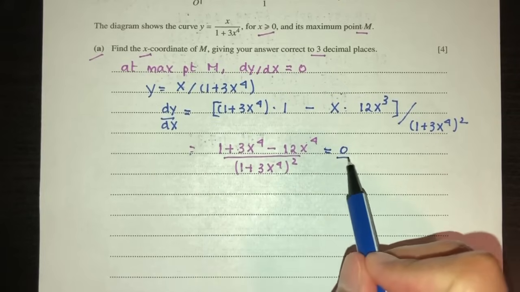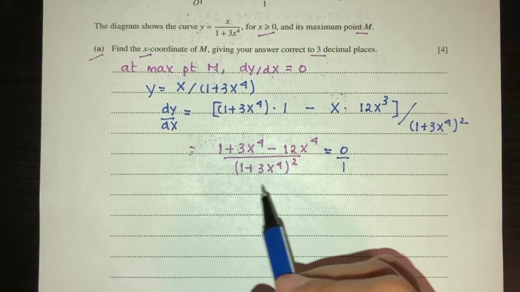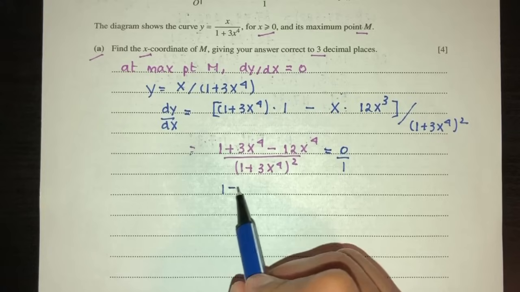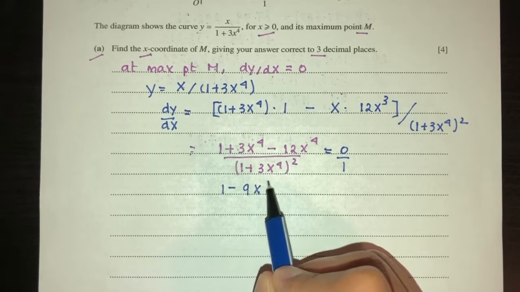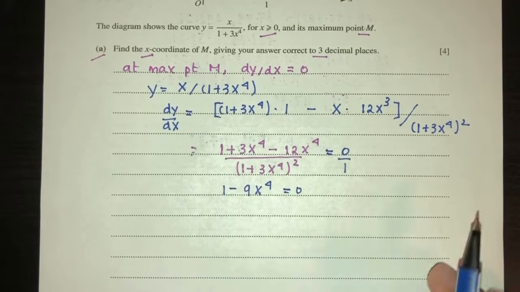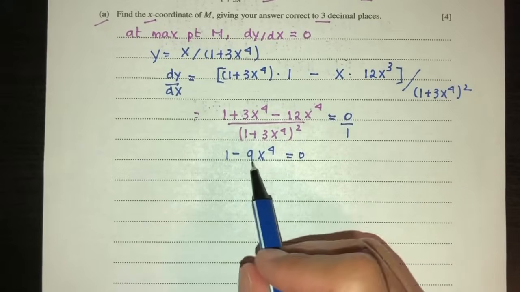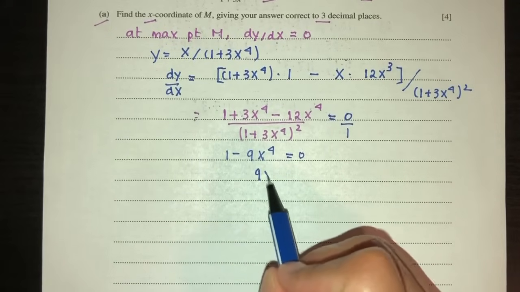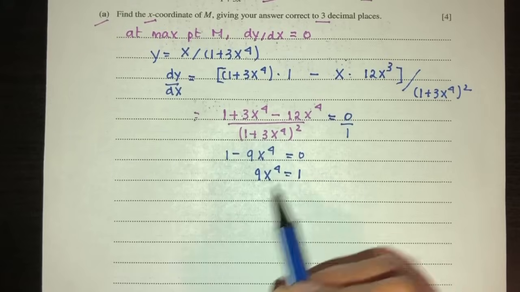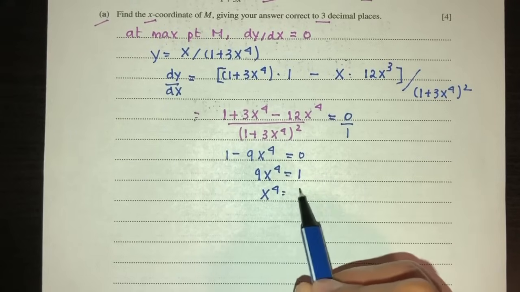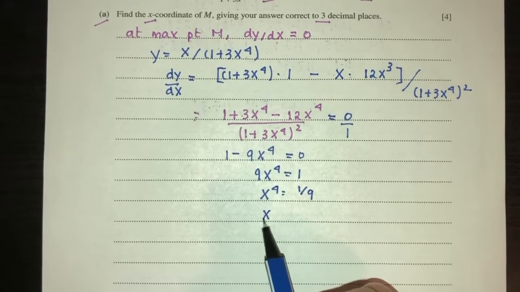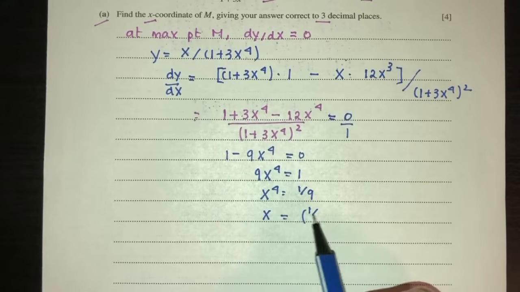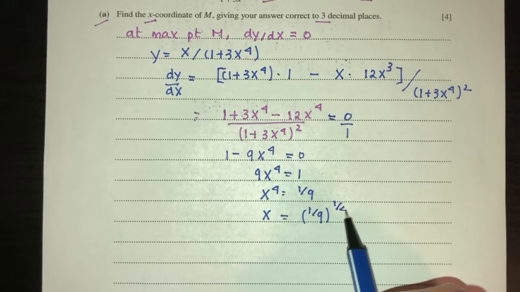So as always, whenever you have this, you can cross multiply. You will have 1 minus 9x power 4 equal to 0. So you make x the subject of the formula, you will have 9x power 4 equal to 1. So x power 4 equal to 1 over 9. So x is equal to 1 over 9 power 1 over 4.